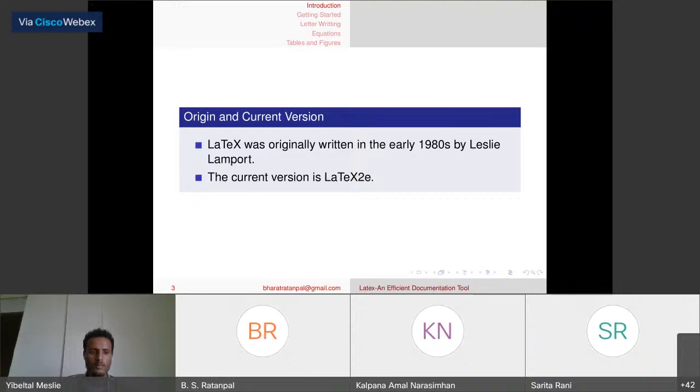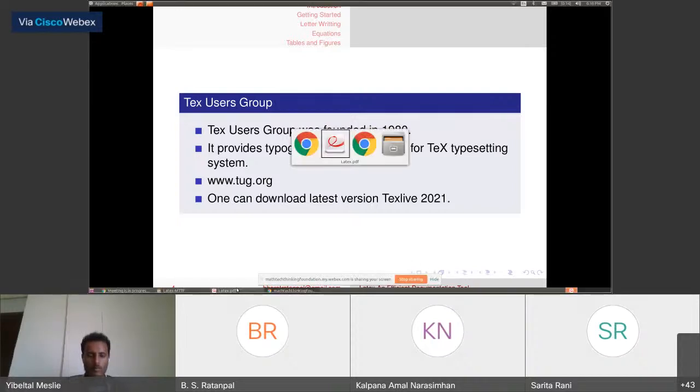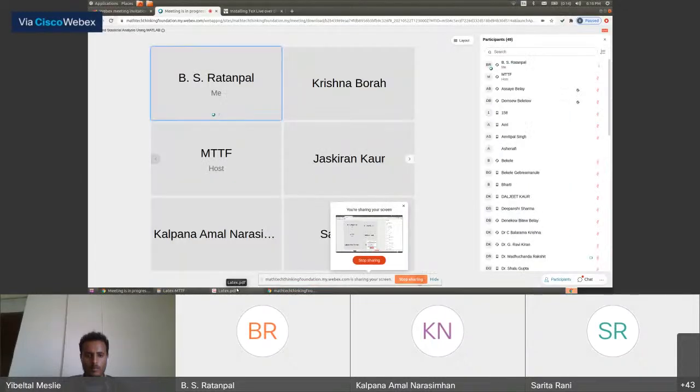What is the other option? The other option that I will tell you today is the TeX Users Group, founded in 1980, which provides all the packages used in LaTeX. The website is tug.org. One can download the latest version of TeX Live from tug.org. So let me tell you the website which is used.